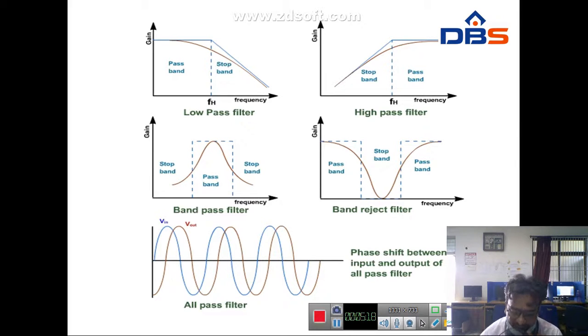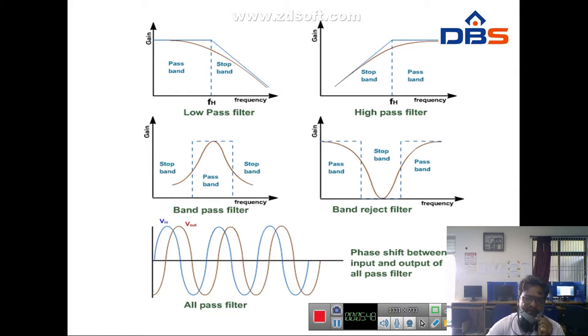These are the different frequency responses with their pass band and stop band, and the same for the high pass filter, which also has its stop band and pass band. What is meant by pass band? In the low pass filter, fH is nothing but the highest frequency of the low pass filter.